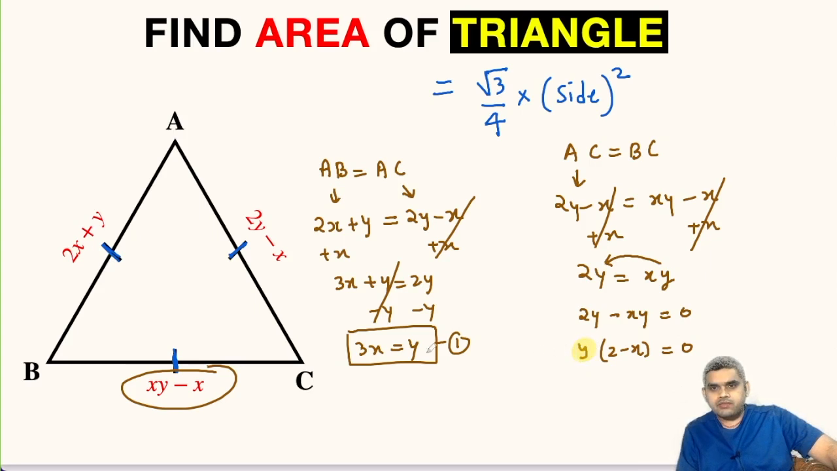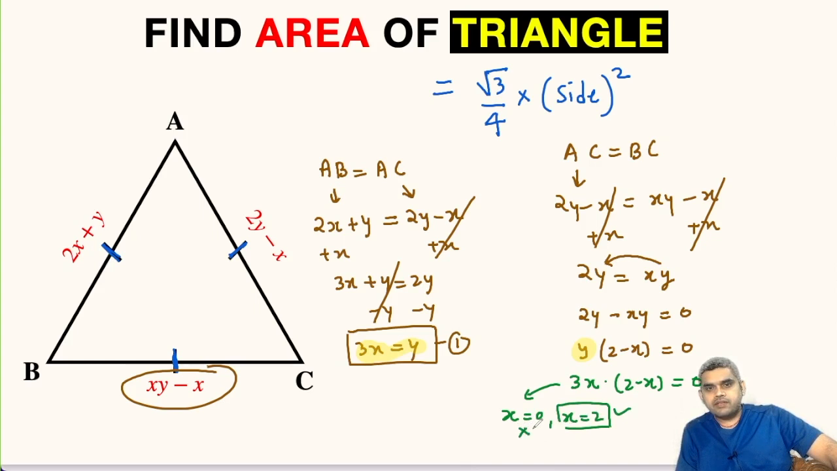Now in place of y we can substitute 3x from equation 1. So this will be 3x times 2 minus x equals 0. Now we have an equation in single variable x. From here we will get either x equal to 0 or x equal to 2. We will reject x equal to 0, because if x equal to 0 then y will also be 0 and this will be meaningless.